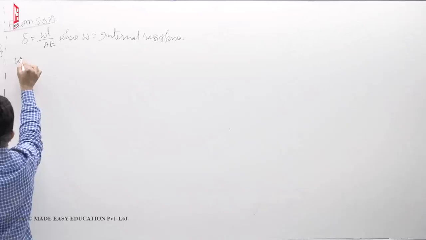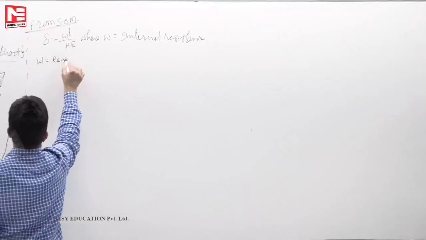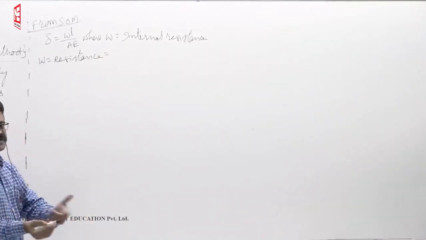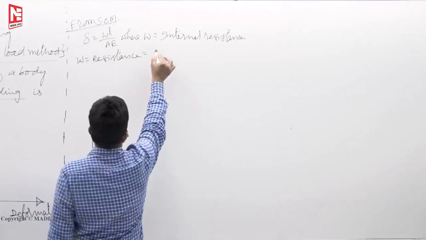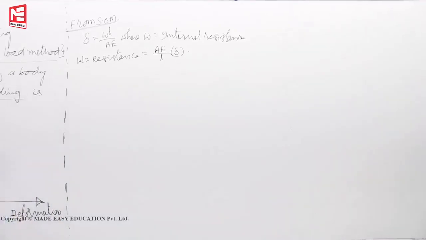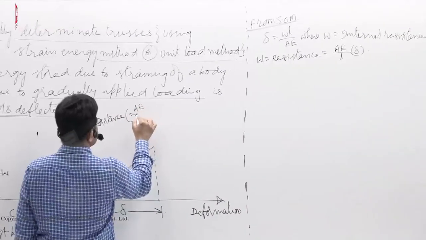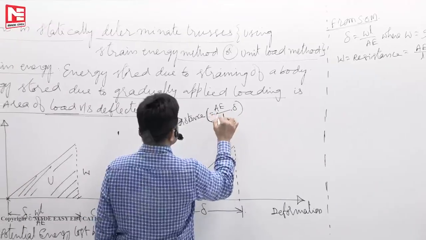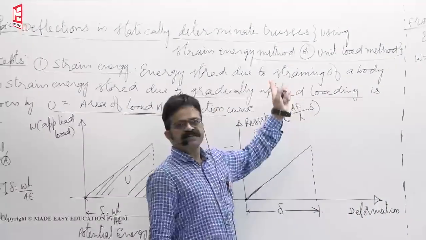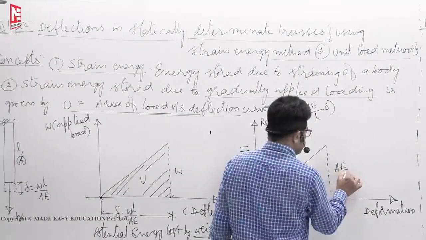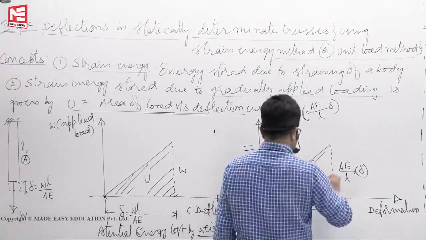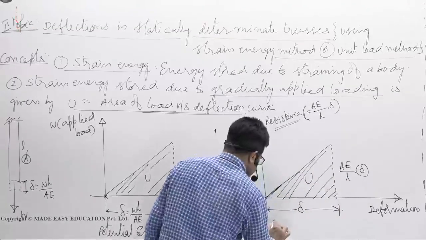Now if you want to find the resistance, as long as the bar is not broken, resistance is equal to the applied load only. So resistance is equal to AE by L into delta. So as the deformation is increasing, resistance also will increase. So this ordinate is AE by L into delta. This is the internal or strain energy stored in the member.